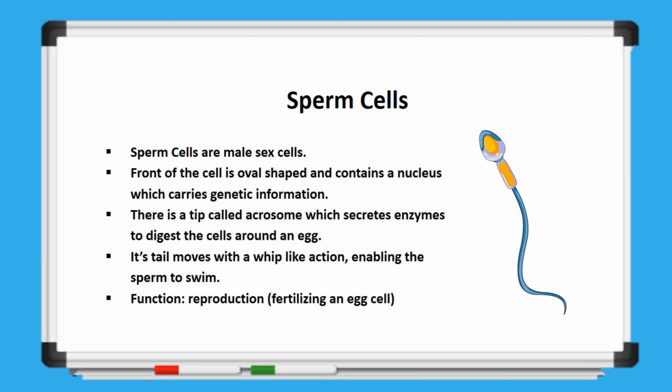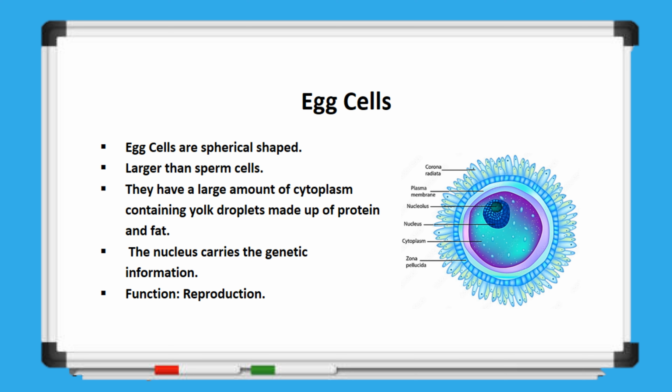Egg cells are large, round cells with a cytoplasm rich in yolk droplets containing proteins and fats that nourish the developing embryo. The nucleus holds genetic material, DNA, passed on to offspring. Their main function is reproduction, as they are designed to be fertilized by sperm, initiating fertilization. The large size and nutrient-filled cytoplasm are adapted to support embryo development, playing a key role in life's continuation.